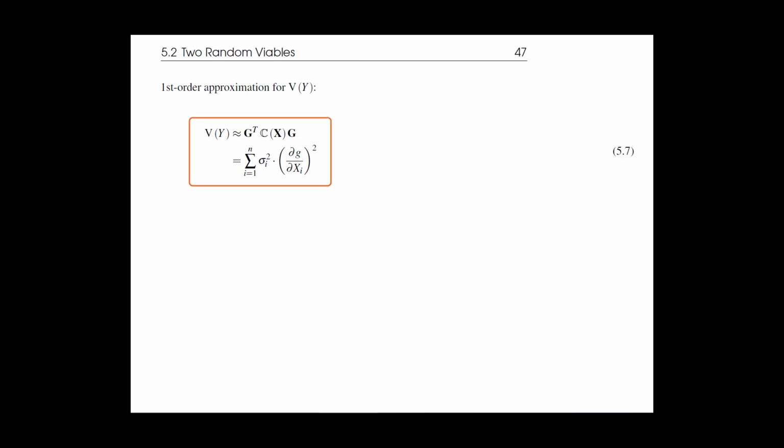Then the first order approximation for the variance would be just the second term, remember? In this case, we have the gradient vector times the covariance matrix, and it simplifies to this. So it's just the sum of all the first derivatives squared times the variances.